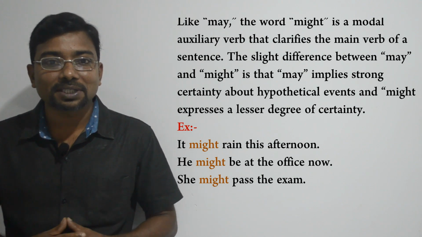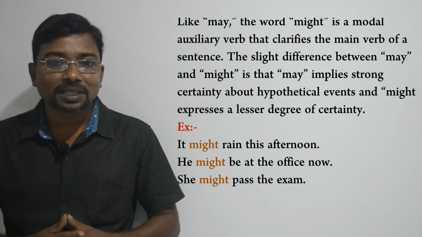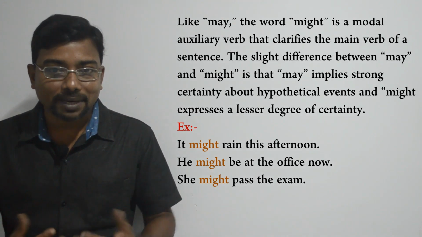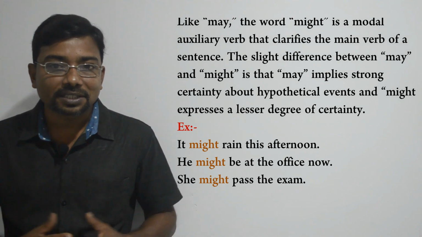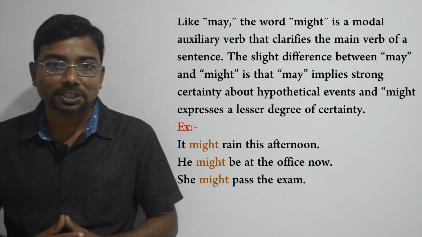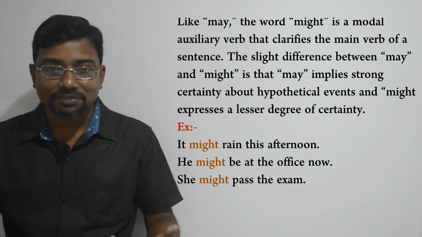Look at these examples. It might rain this afternoon. He might be at the office now. She might pass the exam. Look at the first example. It might rain this afternoon. Here we use might to talk about less possibility of something happening. It means there is less chance of rain this afternoon.